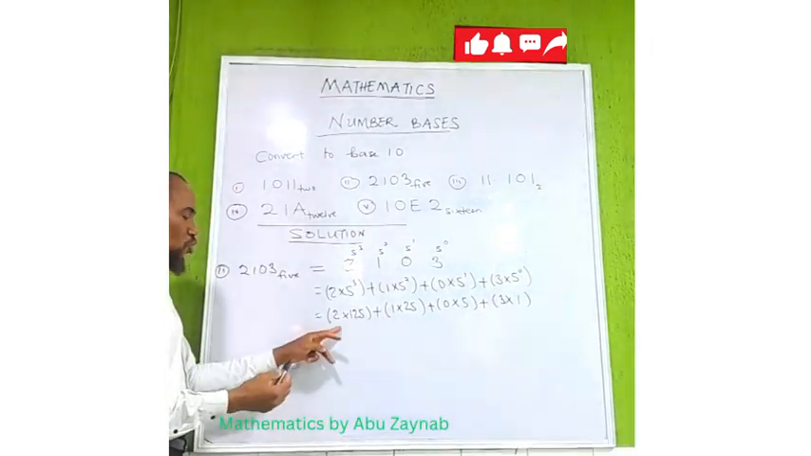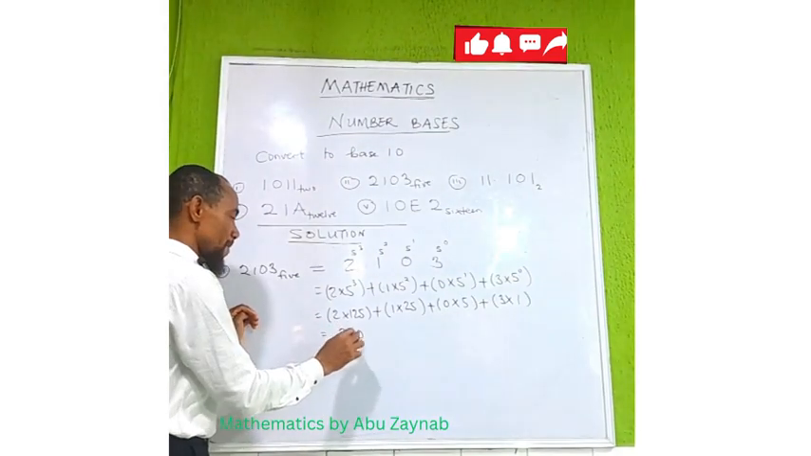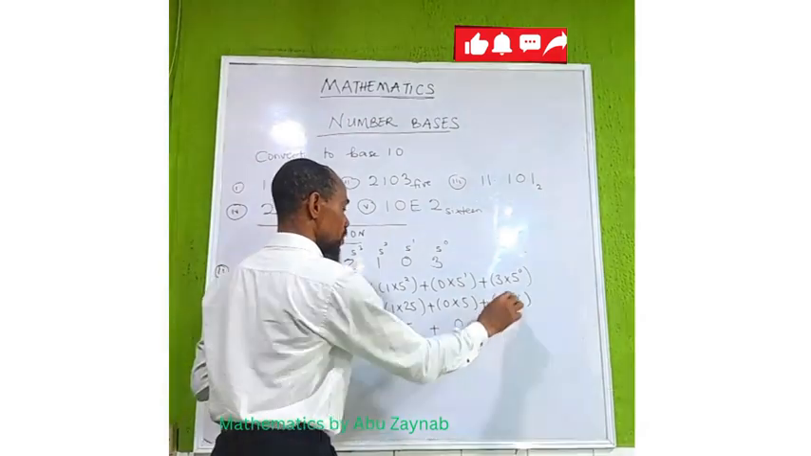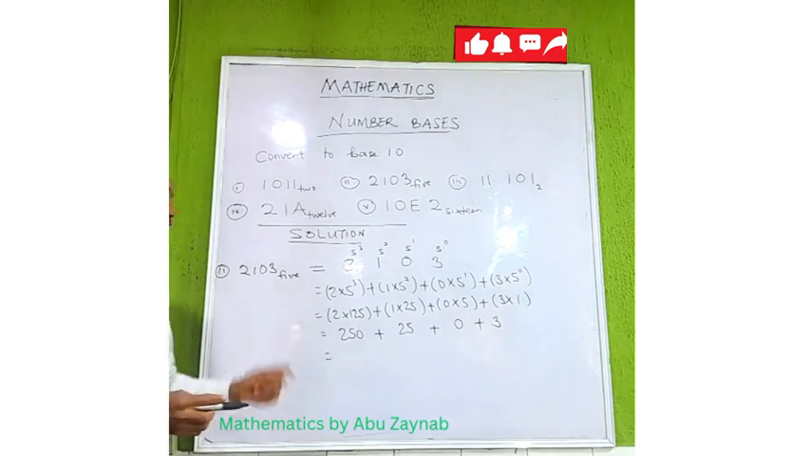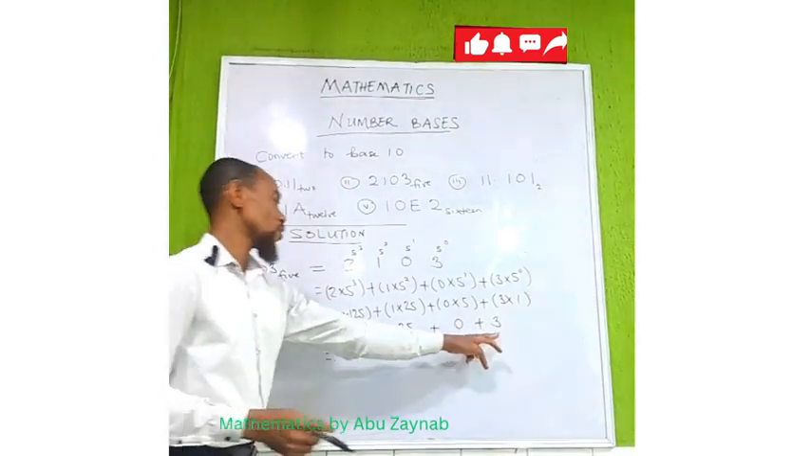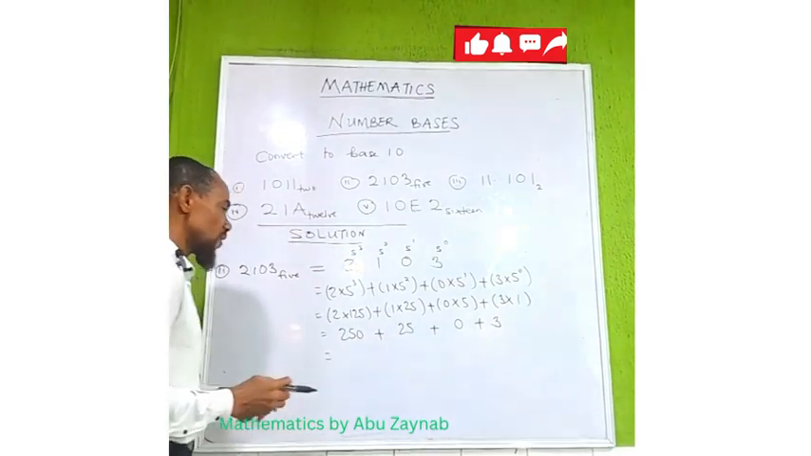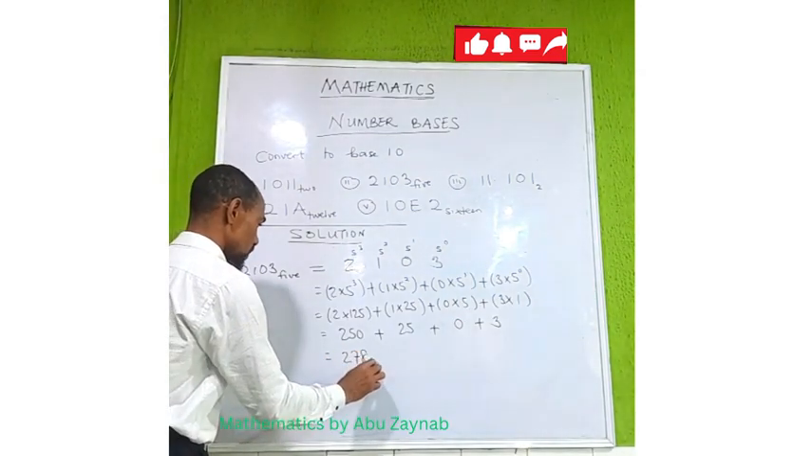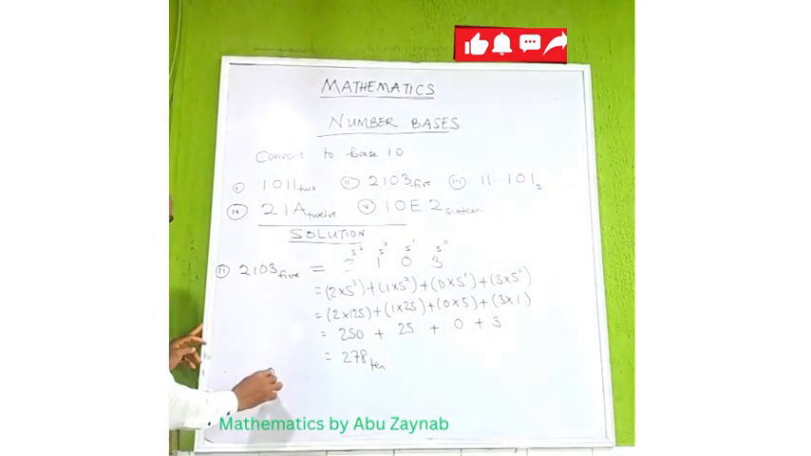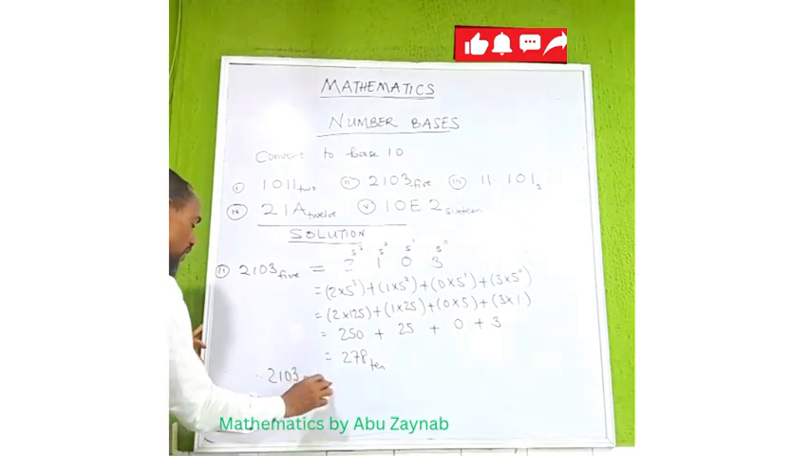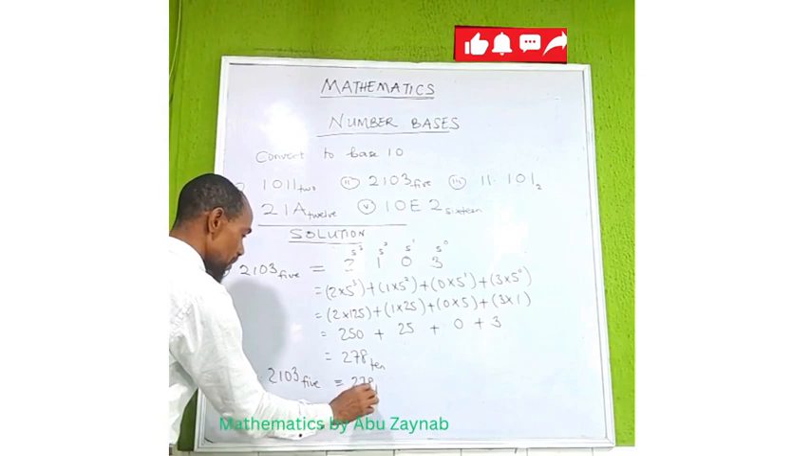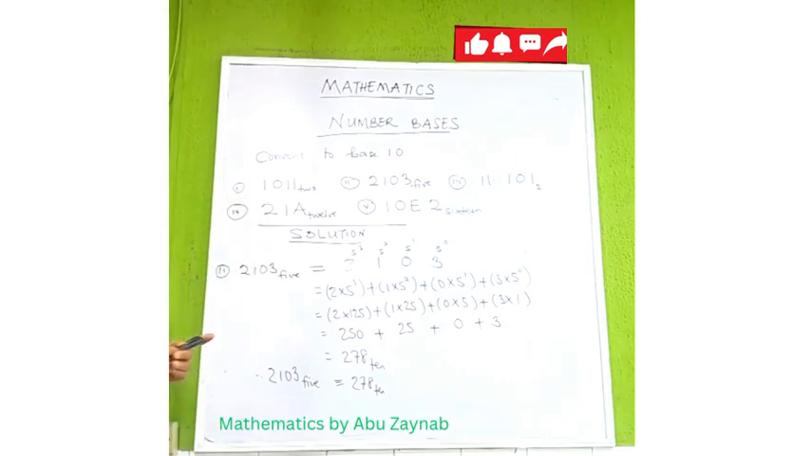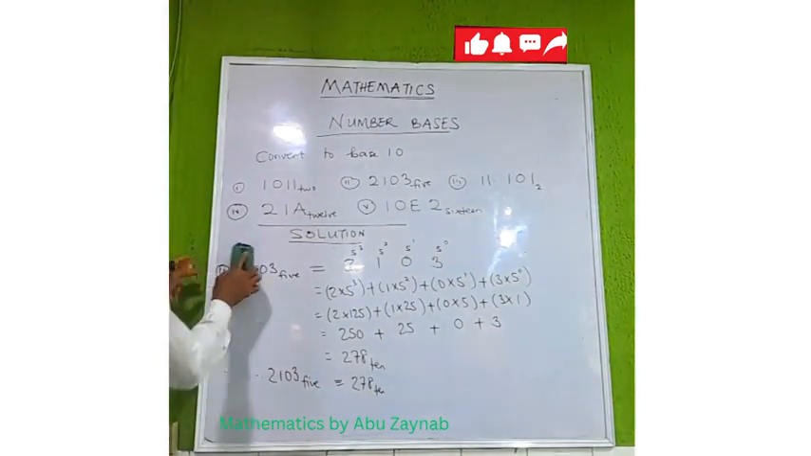So we multiply. 2 times 125 is 250. 1 times 25, 25. 0 times 5, 0. 3 times 1, 3. So by adding up, we have 250 plus 25 plus 3. That is 250 plus 25 is 275. Then plus 3, 278 base 10. Hence, 2103 in base 5 has an equivalent value to 278 base 10, which is pretty much similar to the first example, which I believe again is explanatory. Then we move to the third one.